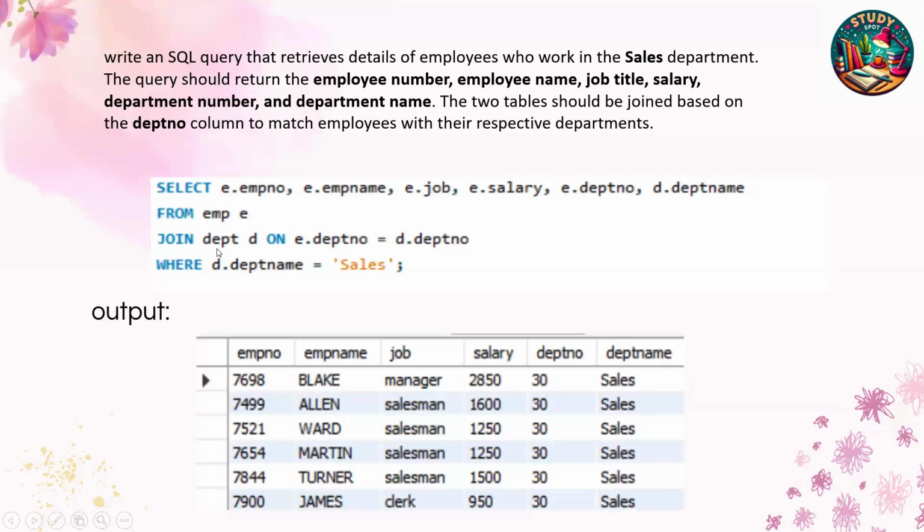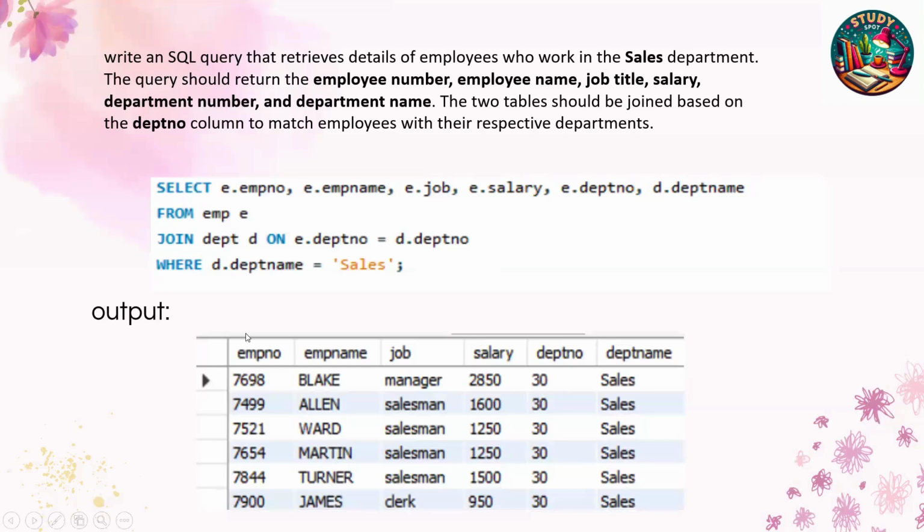The employee table is joined with the department table using an inner join based on the department number. Join department D on E.department_number equals D.department_number. This ensures that each employee is matched with the correct department information. Next is filtering the results. Here, WHERE D.department_name equals 'Sales'. This condition filters the result to only include employees who belong to the sales department.